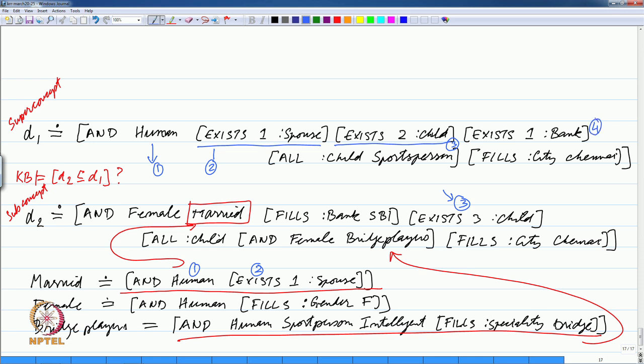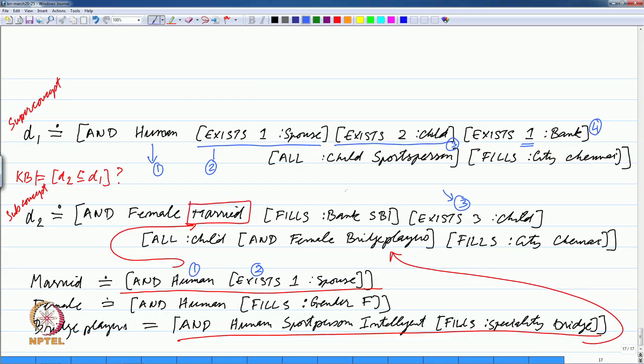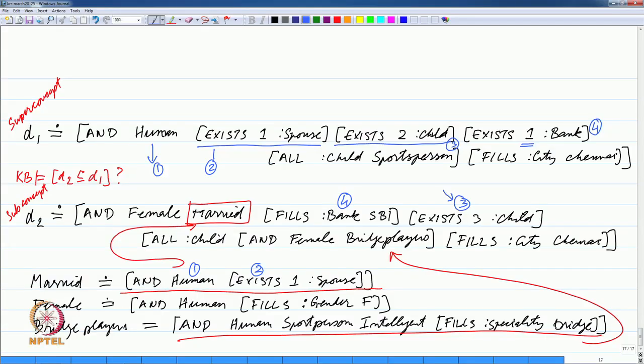Then we had, this is the 4th one that we are interested in. We had said that one special case of the exist was that because there is a 1 here, we will allow it to match a fills concept. So, we have here indeed a fills concept with bank. It says that fills bank SBI. So, you can see that people who bank with SBI are a subclass of people who bank with at least one bank essentially, because we know that they bank with SBI. So, we have a matching component there.